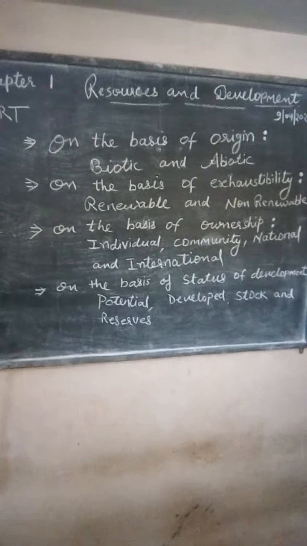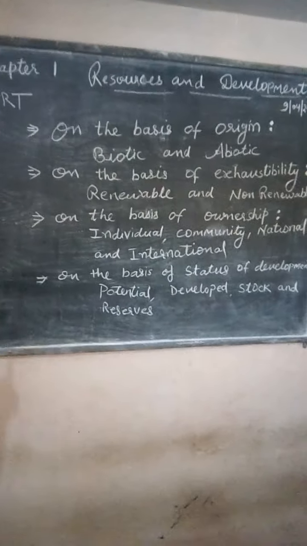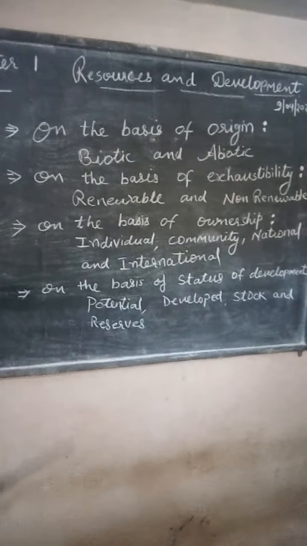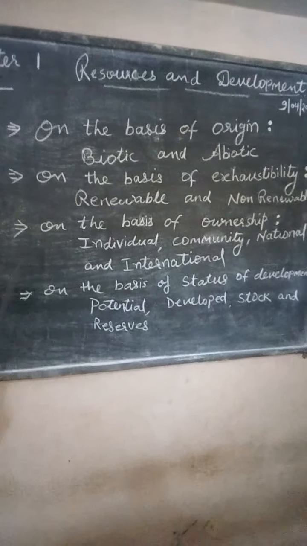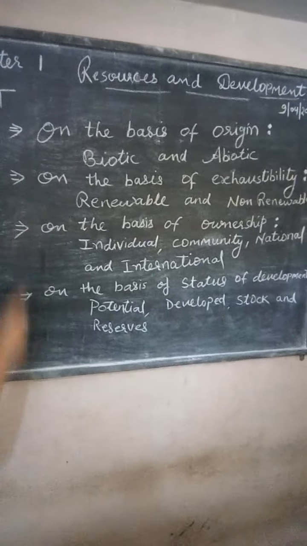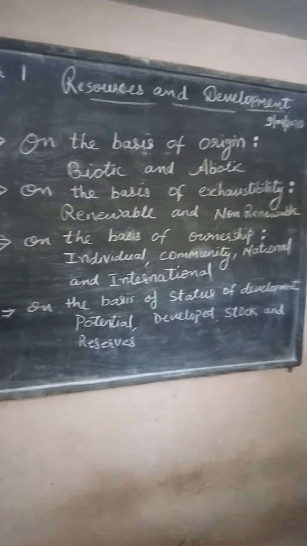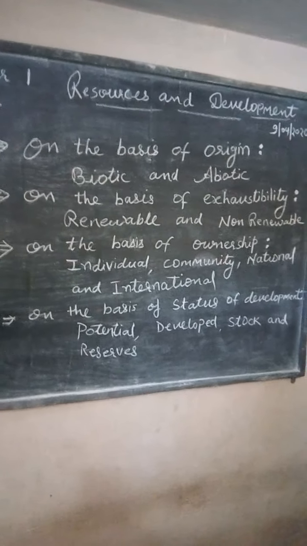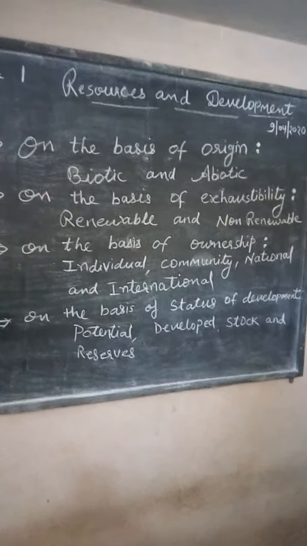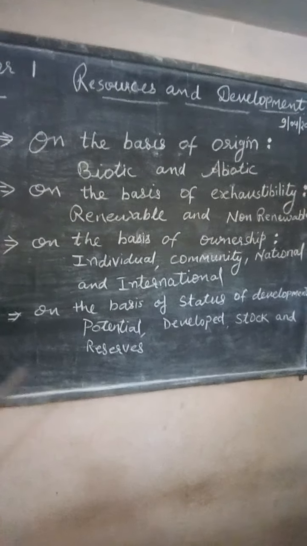First of all, I will explain to you the different types of resources on the basis of origin. On the basis of origin, we will classify the resources into two types, biotic and abiotic. First of all, I will explain what biotic resources are. These are obtained from the biosphere and have life, such as human beings, flora, fauna, fishes, livestock, etc.